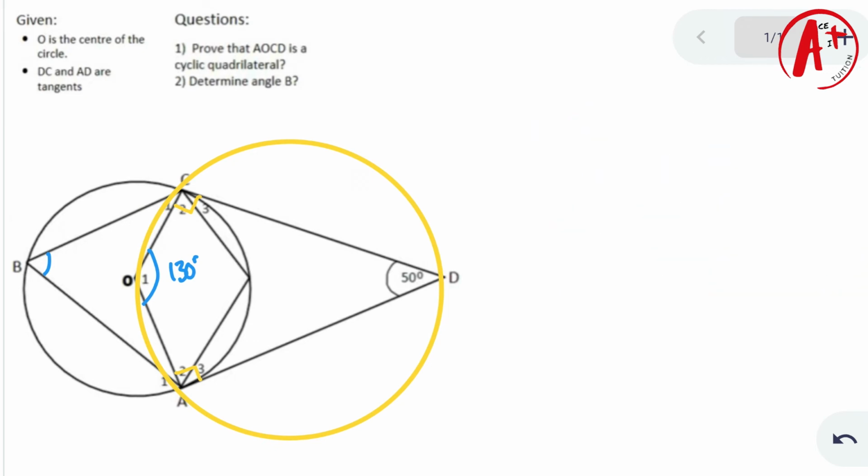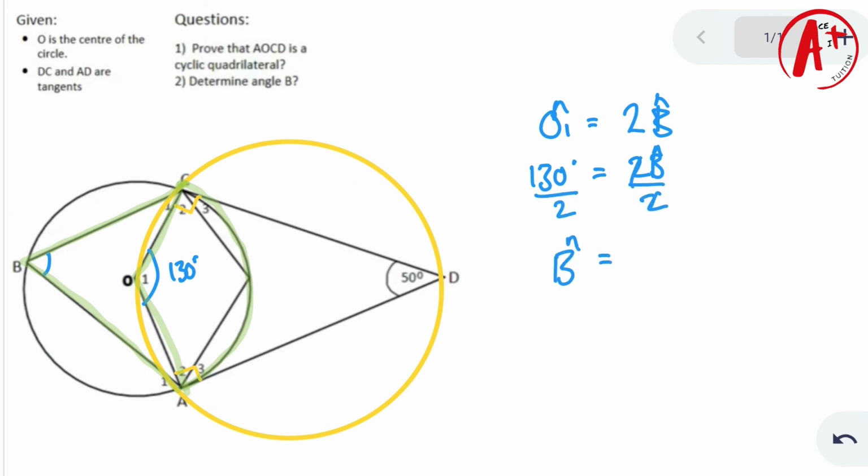We can see that angle O1 lies at the center of our circle, and it is subtended by the arc AC. The arc AC also subtends angle B at the circumference. Therefore, we can use the theorem that states the angle at the center is twice the angle at the circumference. So, angle O1 would equal 2 times angle B. If angle O1 is 130 degrees, we just need to divide this value by 2 in order to get angle B. So angle B is equal to 65 degrees, and our reason would be angle at center is equal to 2 times angle at circumference.